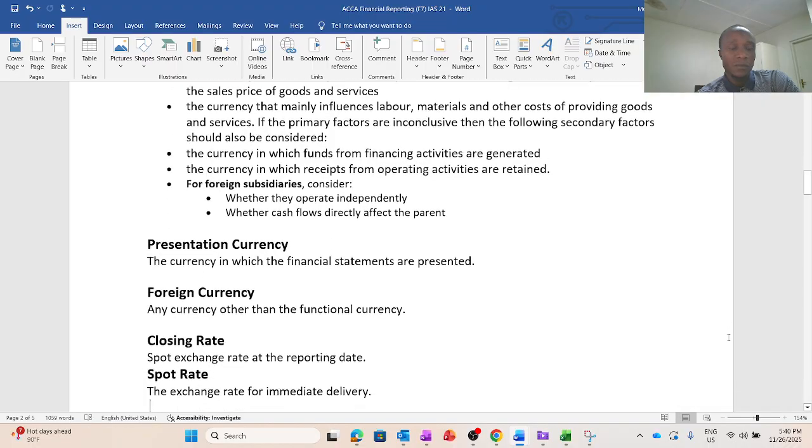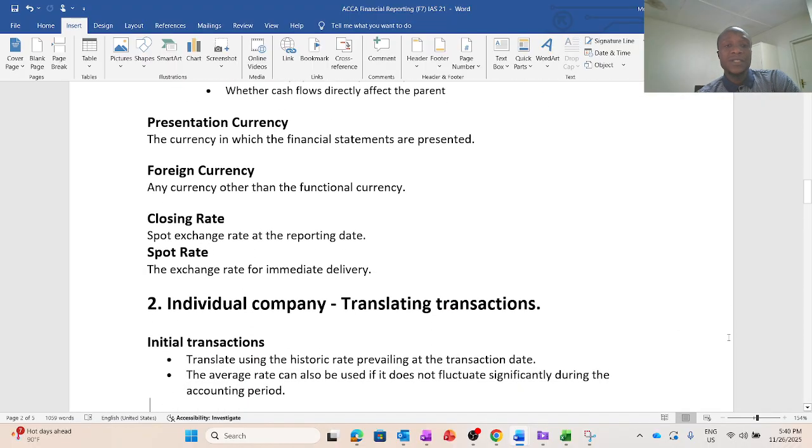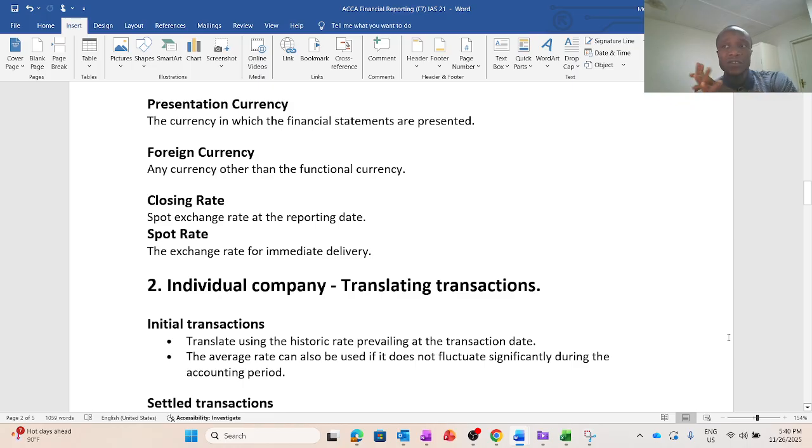Now we are going to look at presentation currency, which is different from the functional currency, though it might be the same as the functional currency, but the concept is not the same. It is the currency in which the financial statements are presented. If we present our financial statements in dollars, it means the presentation currency is the dollar.